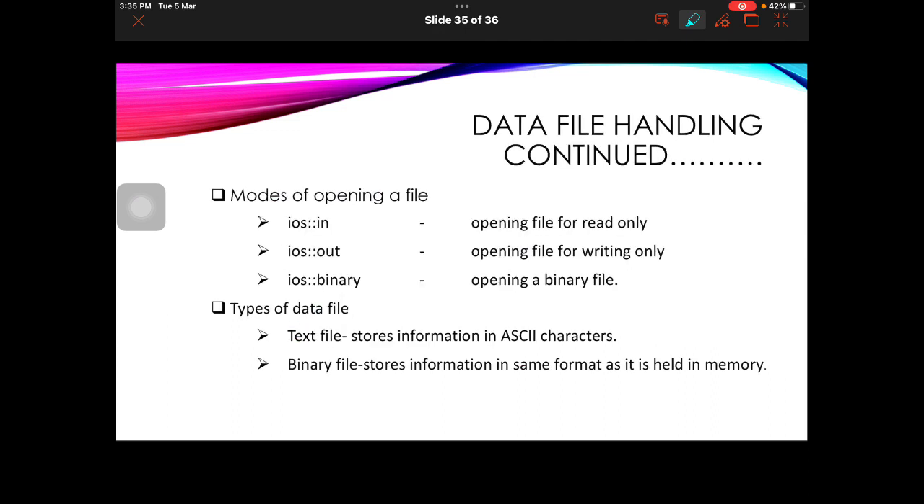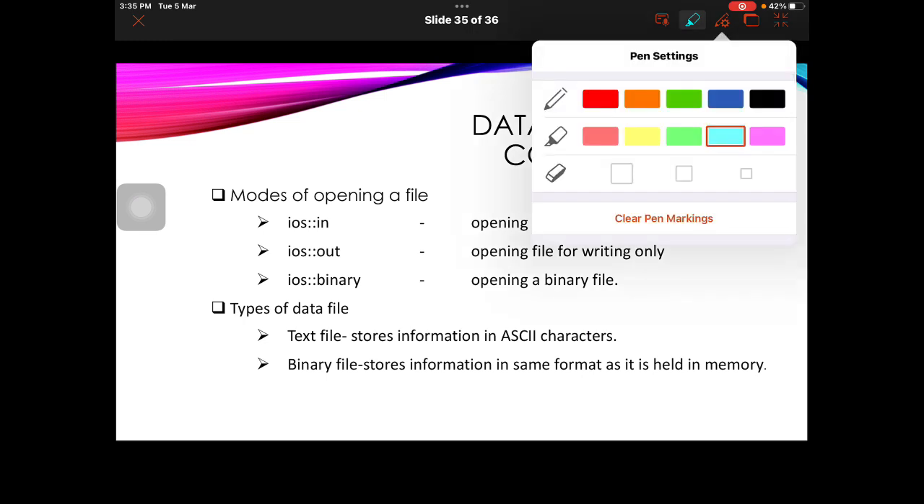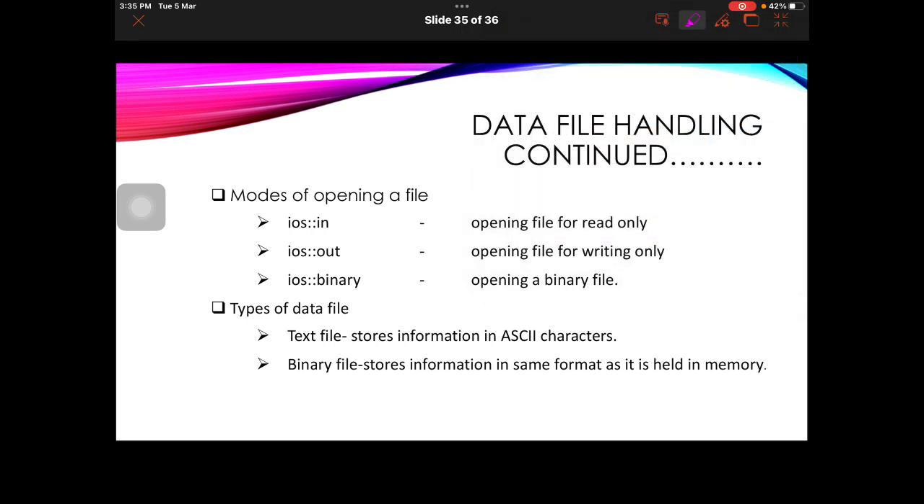Now let us understand what is a text file and a binary file. Text file, it stores the data in the form of ASCII characters. Binary file, it stores the information in the form of zeros and ones. So hope you are clear with this. Text file, the information is stored in the form of ASCII characters. Binary file, the information is stored in the form of zeros and ones.